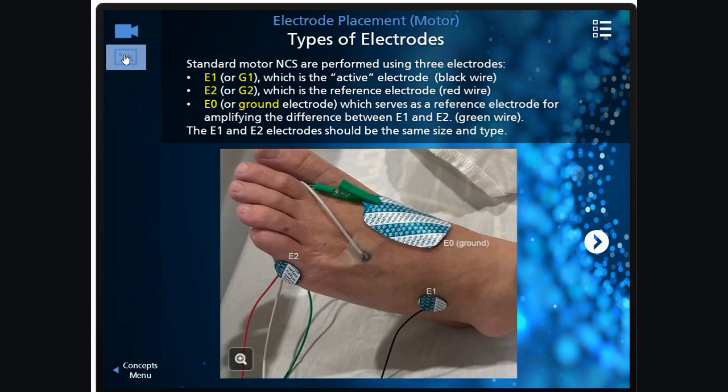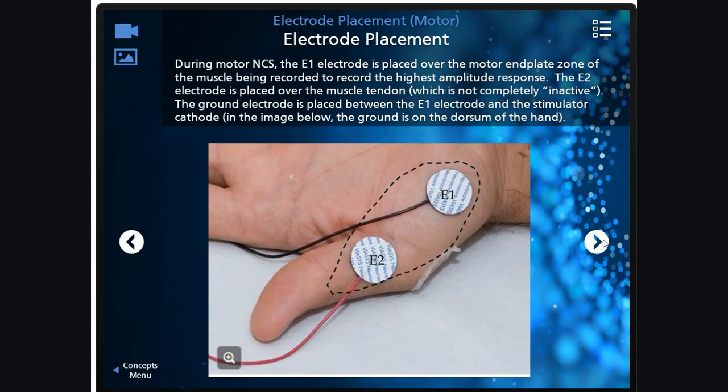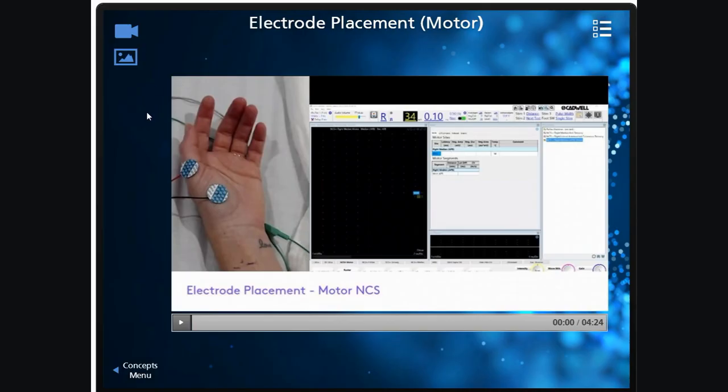You can see here, this image is showing where to place certain electrodes, and there's quite a bit of content related to that section. There also are videos that demonstrate the same concept, and we actually demonstrate while performing these nerve conduction studies the particular points.